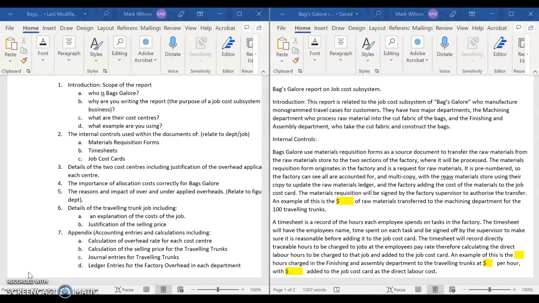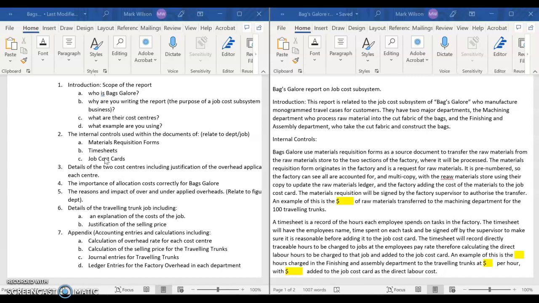So then we get into the next part, the internal controls, which is the guts of the report, and a lot of marks are in here. So the internal controls, we've got to do that on materials requisition, timesheets and job cost card. So in your book, you need to click a tab on. Just a sticky note tab would be awesome. And if you do these as you're going down the page, you've done a lot of work on this already, so it should be easy for you to use.